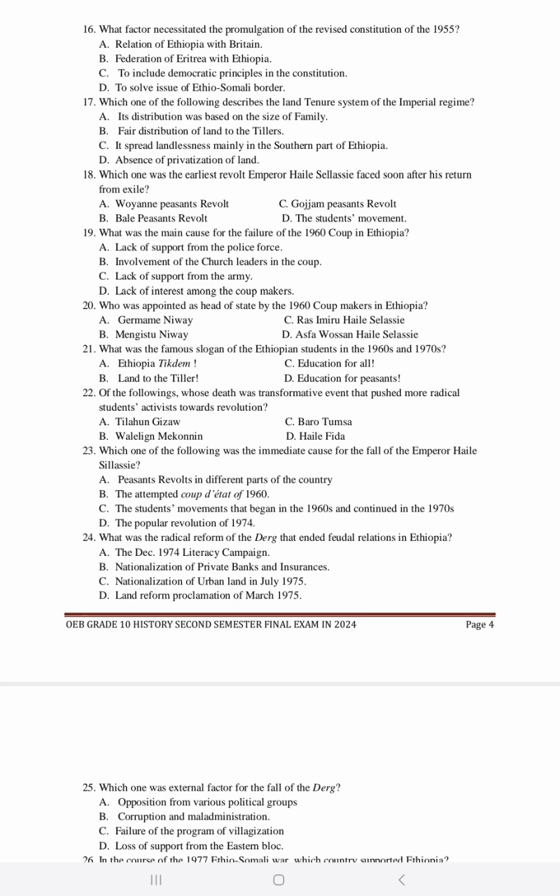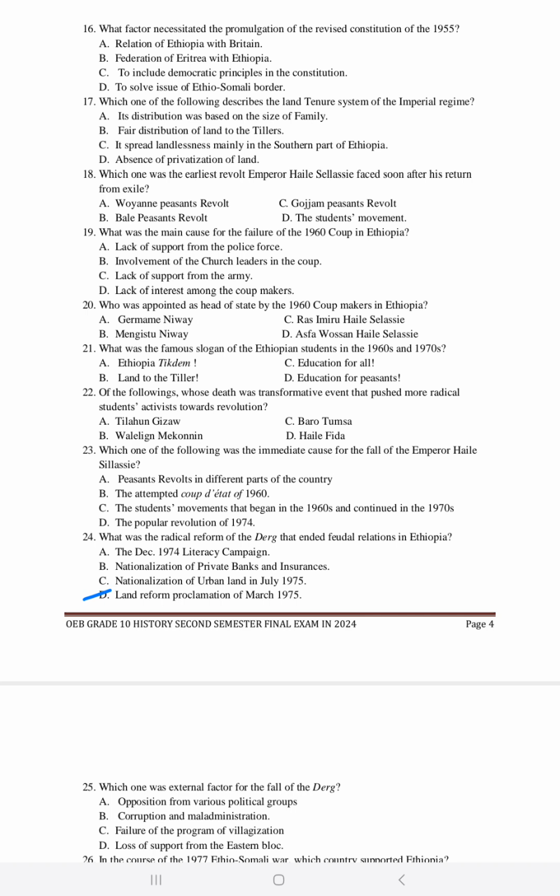B. Nationalization of private banks and insurance companies. No. C. Nationalization of urban land in July 1975. No. D. Land Reform Proclamation of March 1975. Yes, D is the best answer. Land reform. Land was for the peasants. Labsii bara 1975 dargin baaseen lafi qonnaan bulaaf ta'ee jechuudha.